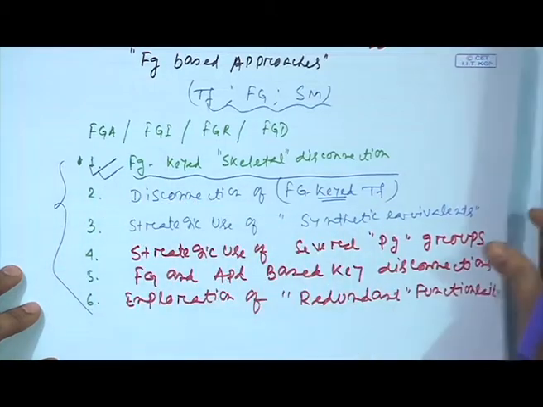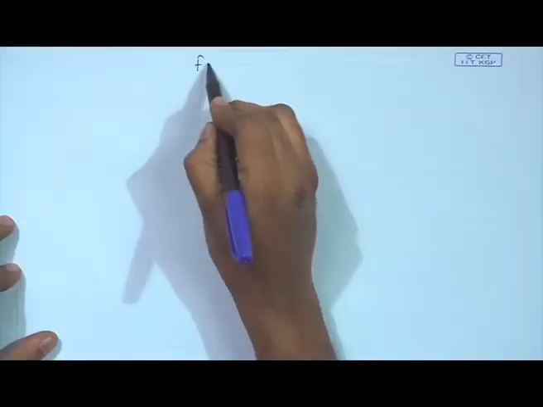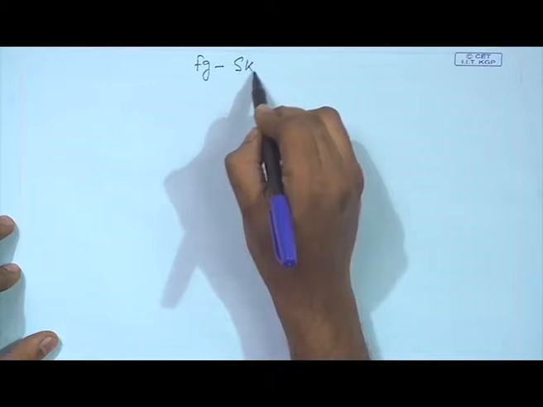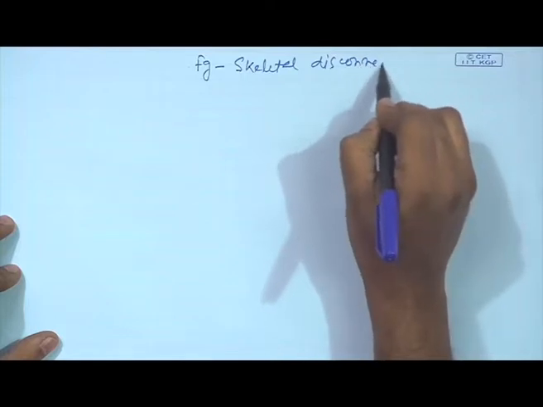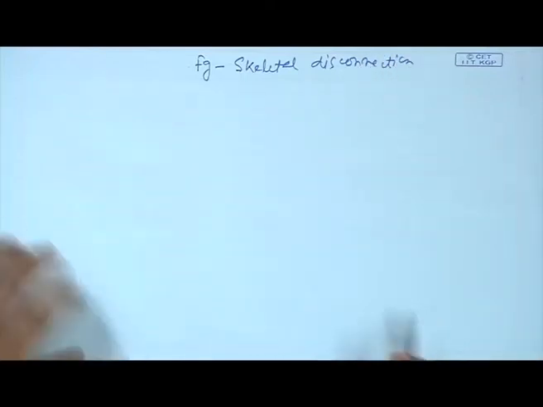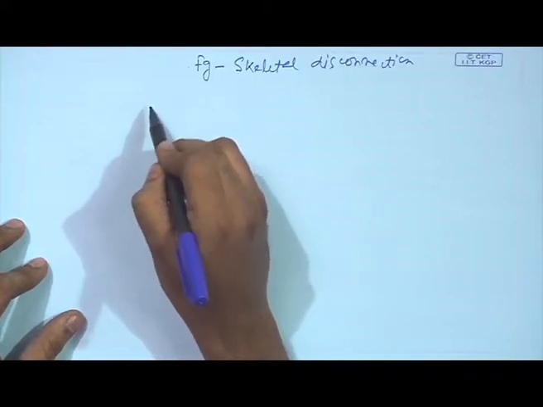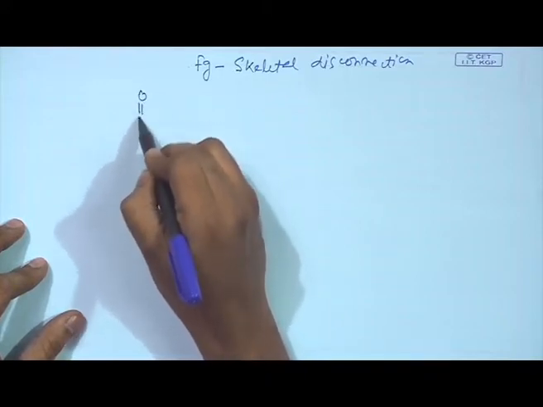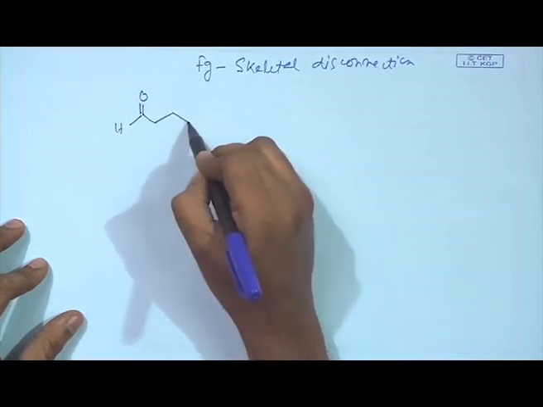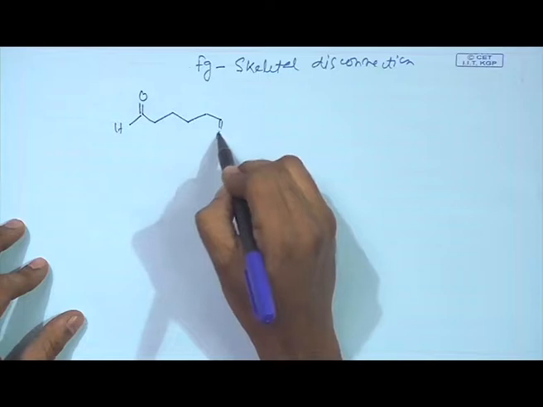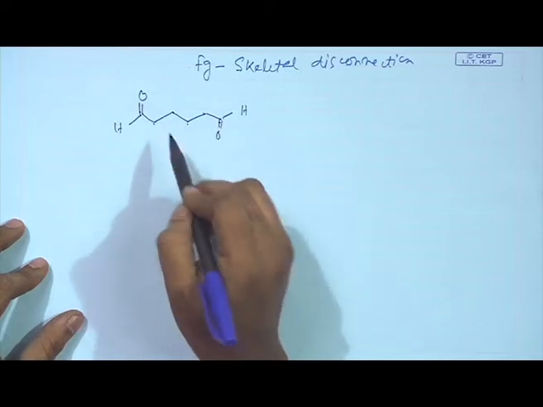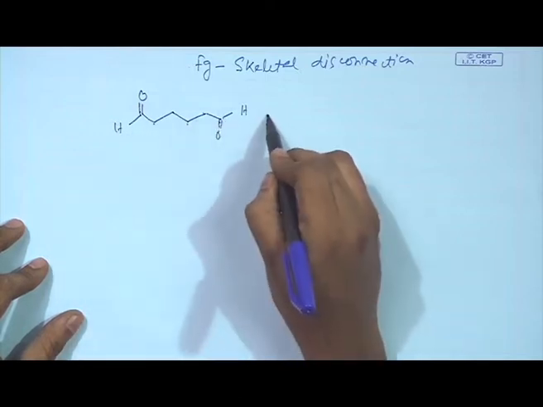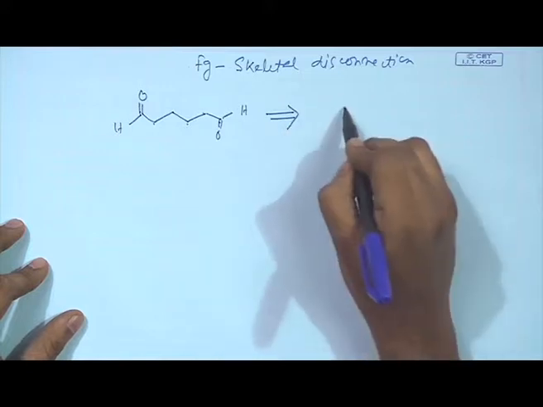As I said, we will first talk about point number 1, functional group based skeletal disconnection. Fine. Now, let us talk about very simple things. I am giving you a molecule whose structure is this. It is a 6 carbon network, 1, 2, 3, 4, 5, 6, and at the end you have a dialdehyde. Very simple answer.